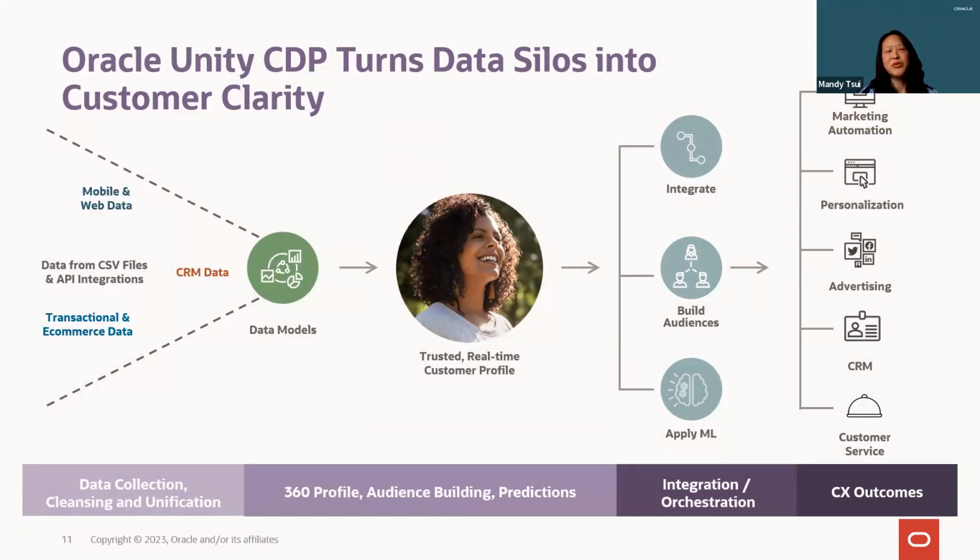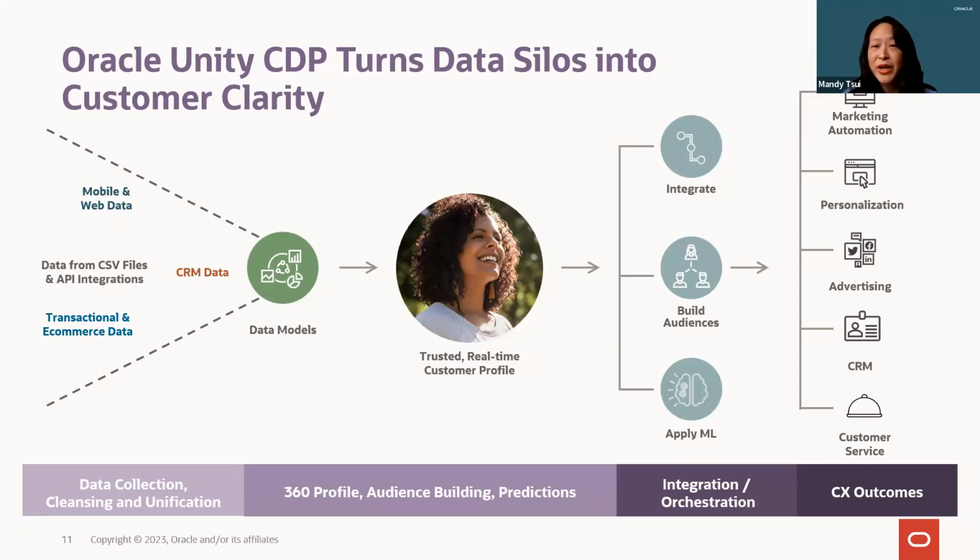Let's dive a little bit more deeper into how Unity helps you do this. Unity enables you to be able to collect customer data in real time, for example, streaming through your website as people are interacting with you on your website, or maybe through mobile apps. It enables you to bring in any offline data as well. You could bring in CRM, sales data, marketing data from Eloqua, which we have a native integration with.